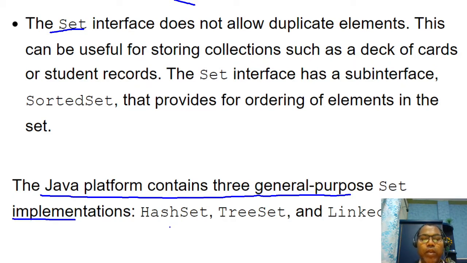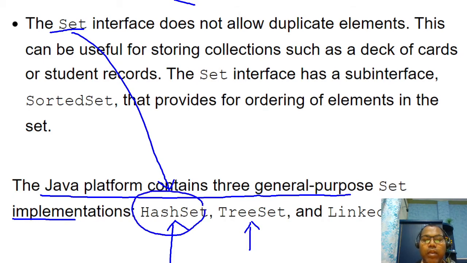Here for Set, we have the class HashSet, and for sorted, TreeSet. For linked list, this is your LinkedHashSet. Whenever you just want to maintain uniqueness, you can use the HashSet class. Whenever you add object 1, object 2, object 3, it automatically checks for duplicate data. And sometimes you want the collection to be in sorted order, so you can use TreeSet.